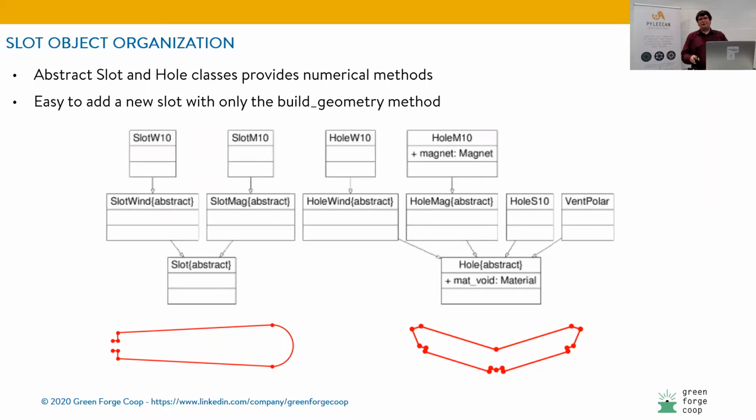And so we separate the slots. The slots are just a combination of lines that you draw on a bore radius of a lamination. And then we have the holes. So that's basically holes or pockets that you carve inside the lamination. So these are two very important classes to understand and to know if you are going into modifying classes within Pyleecan.